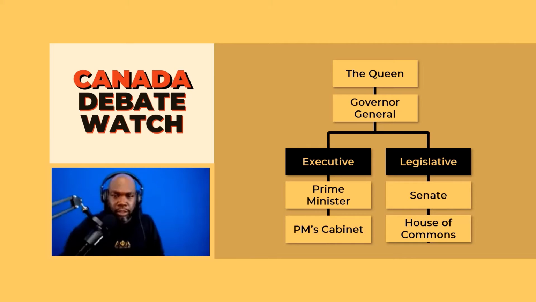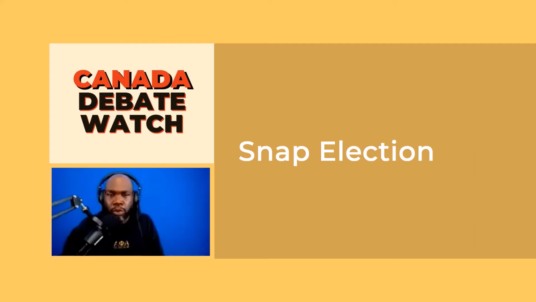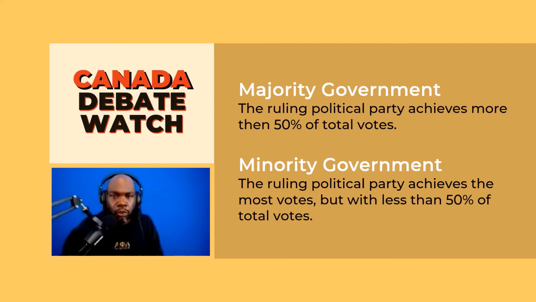So, snap elections. When talking about snap elections, it's important to understand these two terms: a majority government and a minority government. A majority government is a ruling political party who has more than 50% of the total votes, and a minority government is a party who has the most votes, but those votes are actually less than 50% of the total votes. So in Canada, currently, we have a minority government where the Liberal Party got the most votes in the last election, but less than 50%.